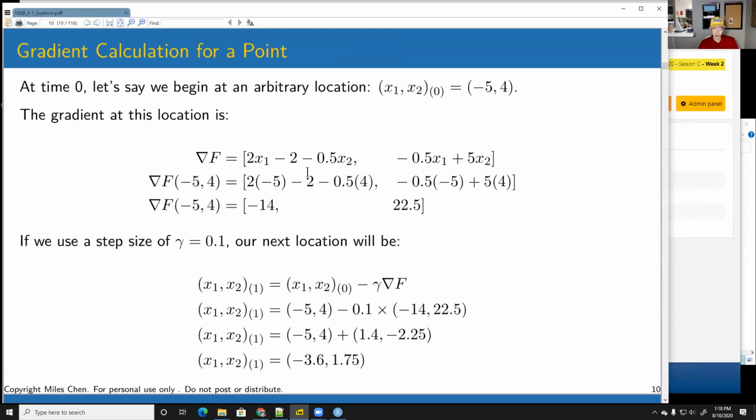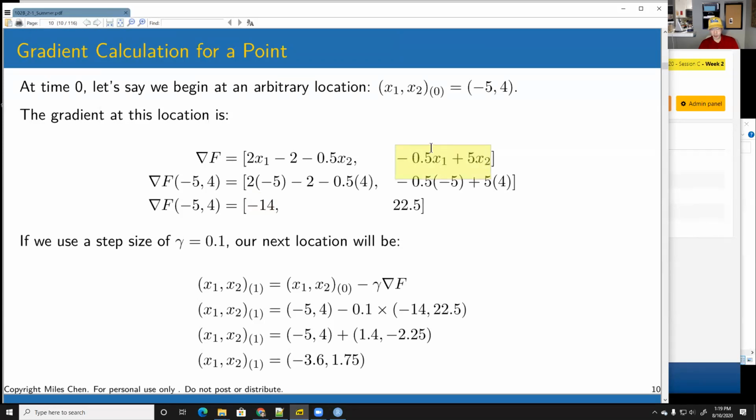And so to find the gradient, we plug in -5, 4. So the value of x at time 0 is -5, 4. We plug that into our formula for the gradient. So the gradient is 2x1 minus 2, minus 0.5x2. We plug in -5 for x1, 4 for x2. I get -14, comma, and then the other value.